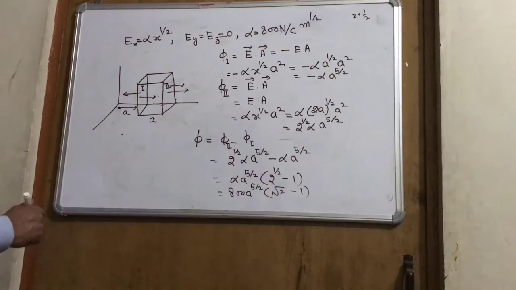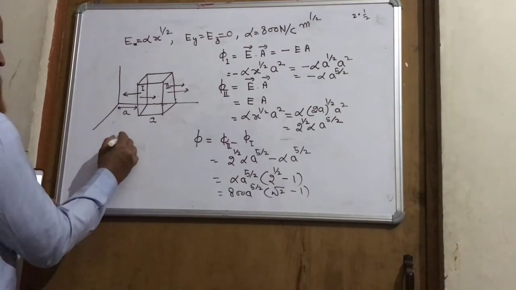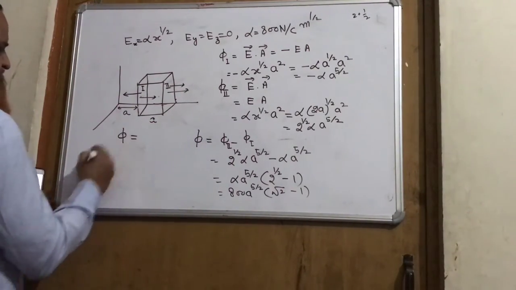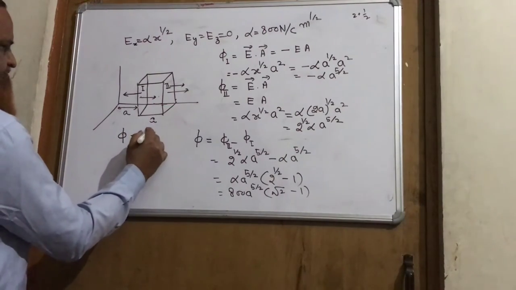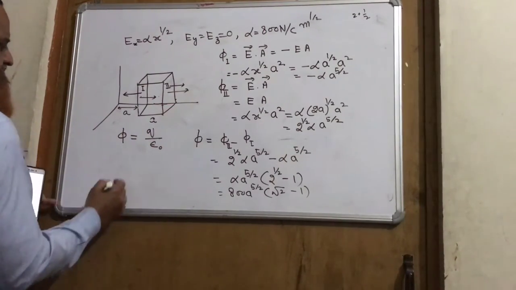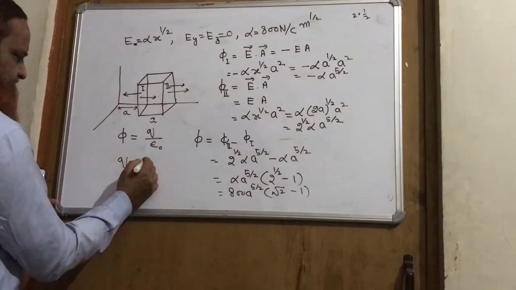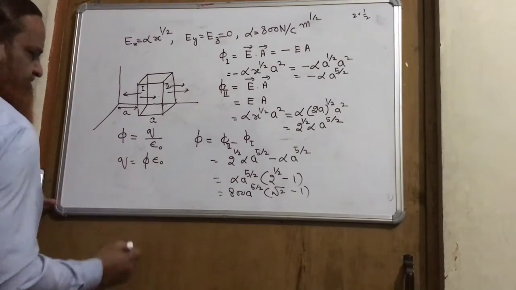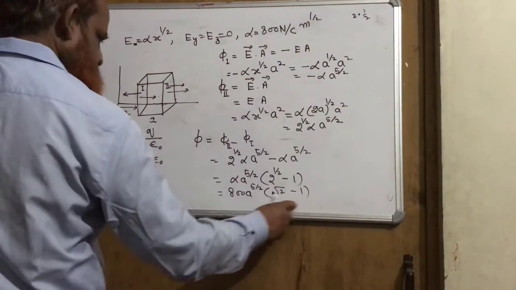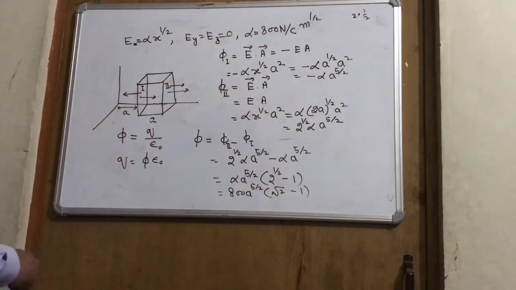Now the total charge enclosed within the cube you can find by Gauss's law: phi equals q by epsilon naught, so q is equal to phi multiplied by epsilon naught. You know the value of phi, and putting in the value of epsilon naught, you can find the charge enclosed within the cube.